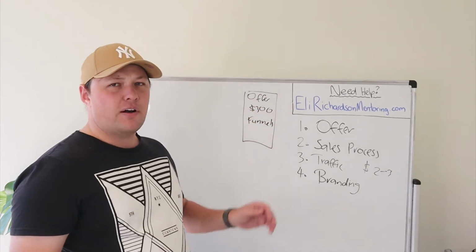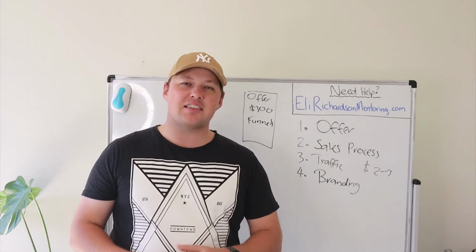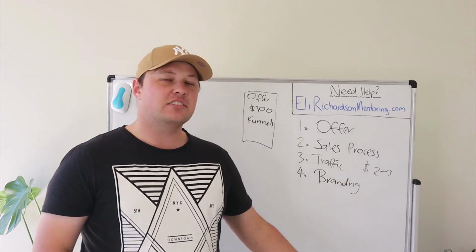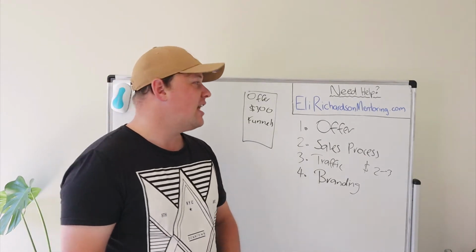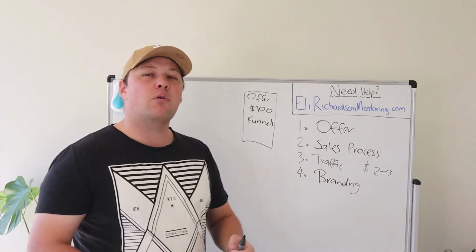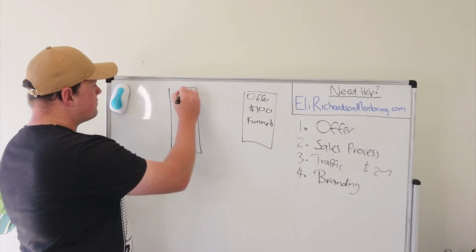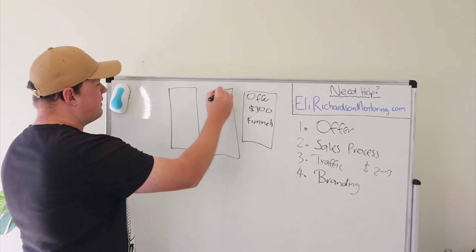Okay, that was my offer. I had an offer, $300, funnels. Now, the sales process that I used, what sales process did I use to attract chiropractors and get them to be presented with my offer so they would purchase my offer? Well, I used a funnel that was kind of like this.